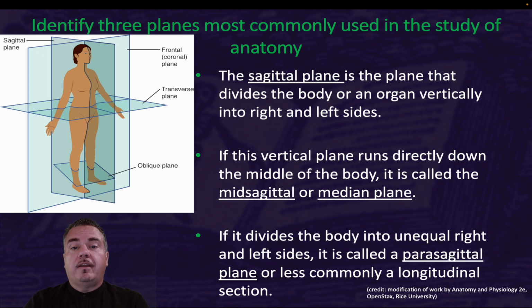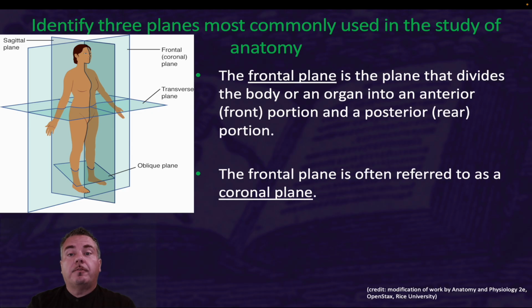The sagittal plane is a plane that divides the body or organ vertically into right and left sides. If this vertical plane runs directly down the middle of the body, it is called the mid-sagittal or median plane. If it divides the body into unequal right and left sides, it is called the parasagittal plane, or less commonly, a longitudinal section.